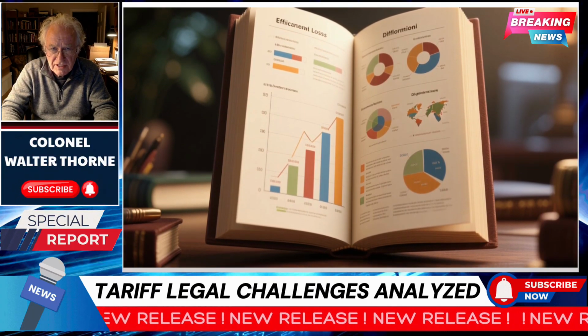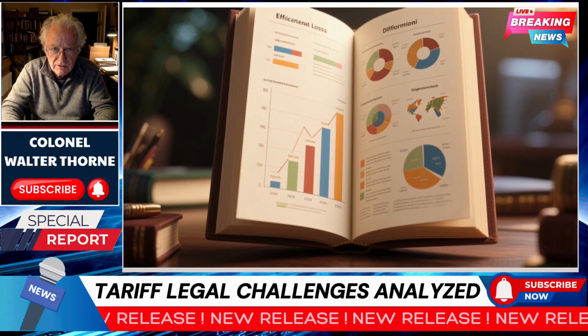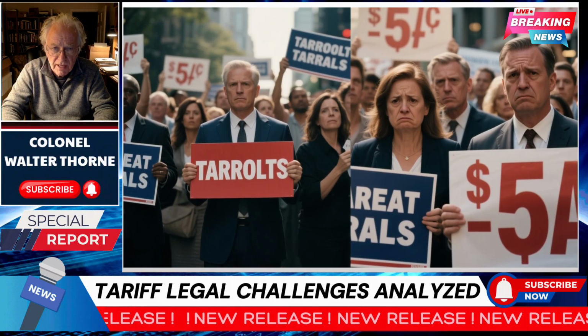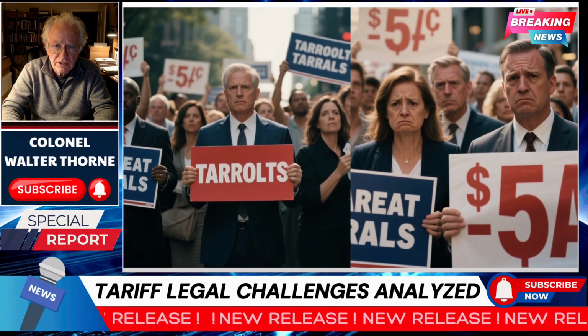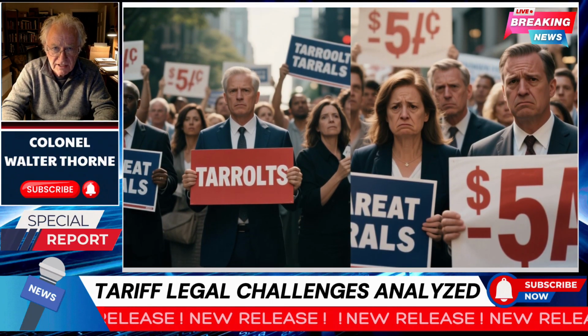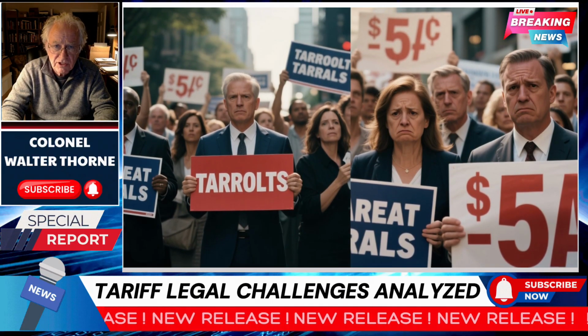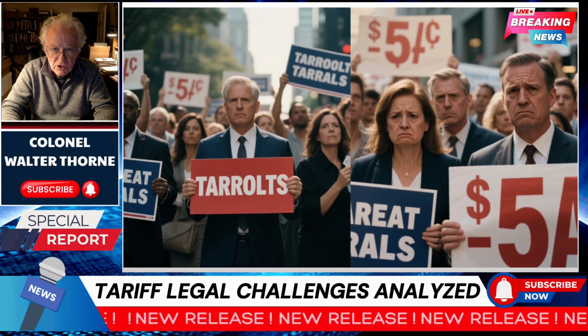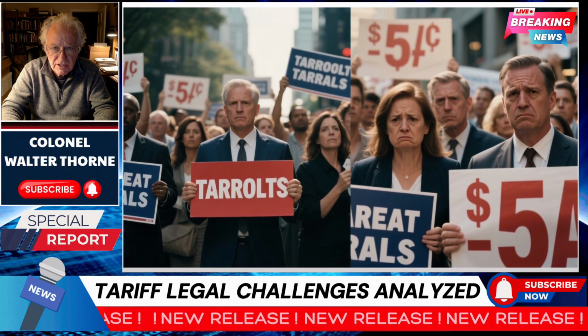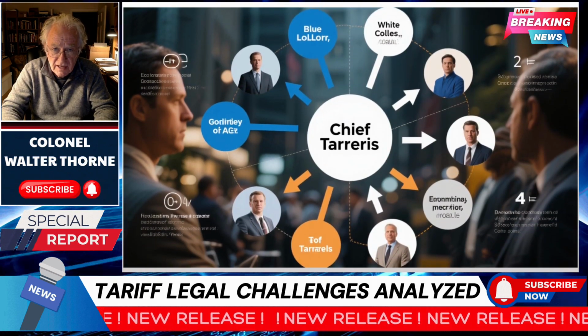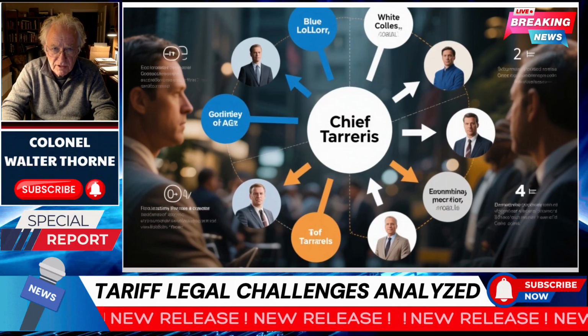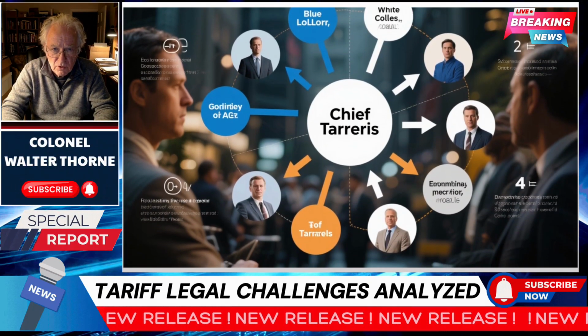If price increases are modest or attributed to other factors, political support may remain stable. If costs are substantial and clearly linked to tariffs, support may erode. The 2024 elections and polling suggest that this issue remains contested, with different constituencies weighing costs and benefits differently. Tariff revenue represents income to the federal government.